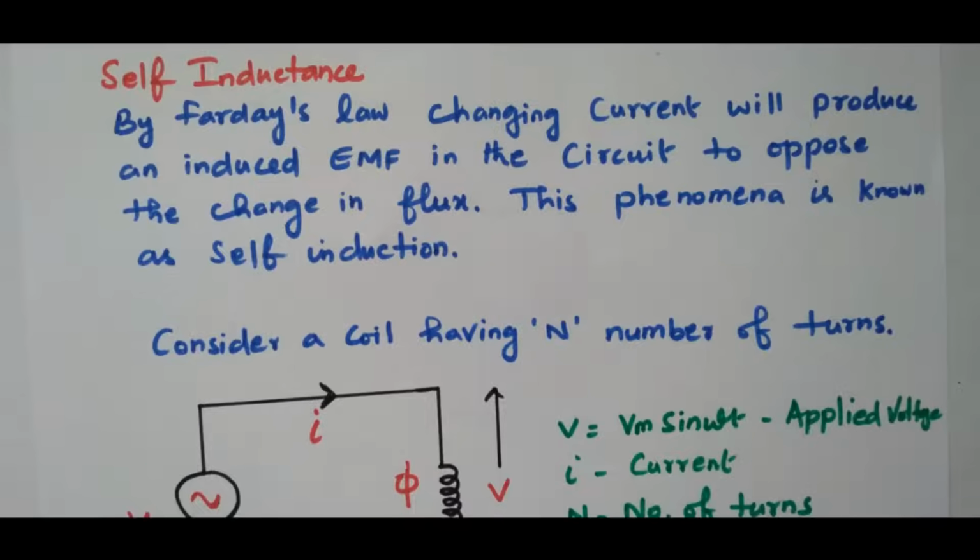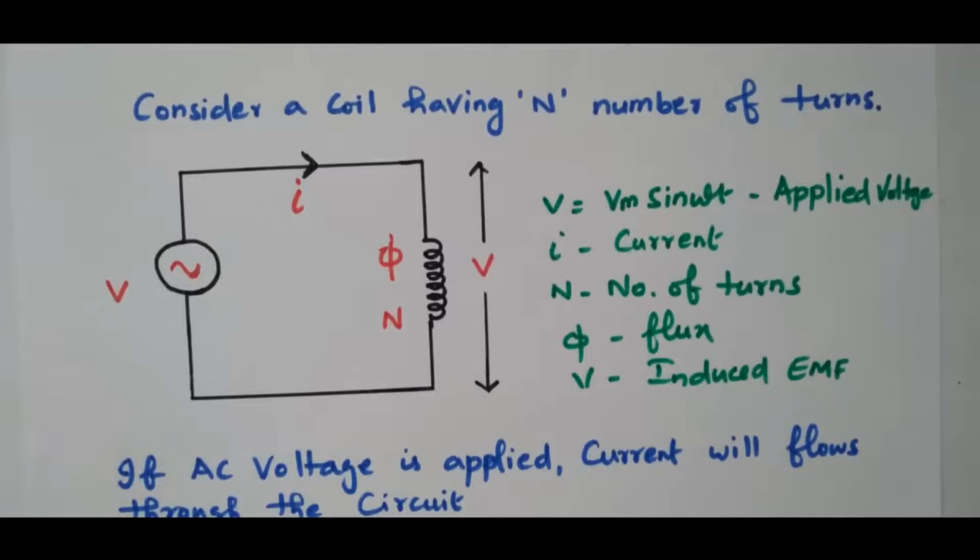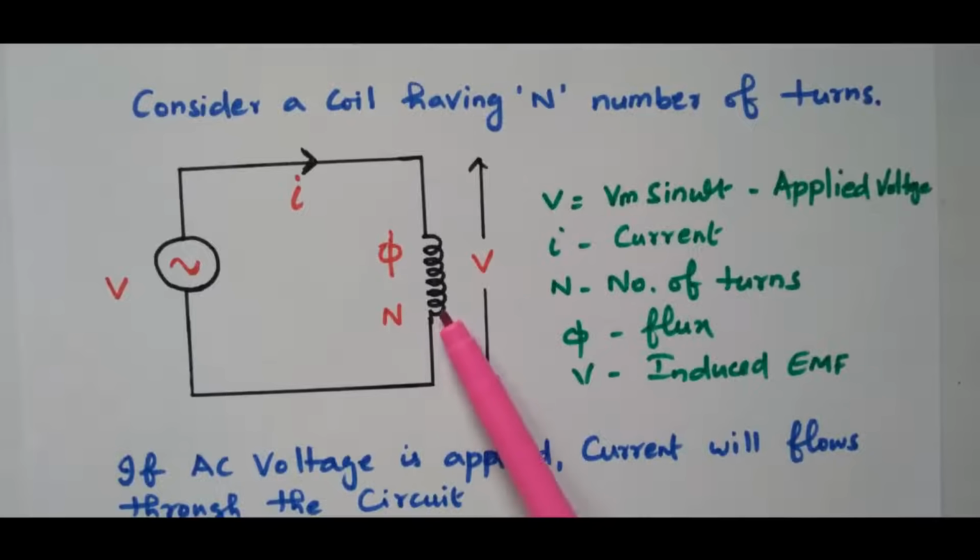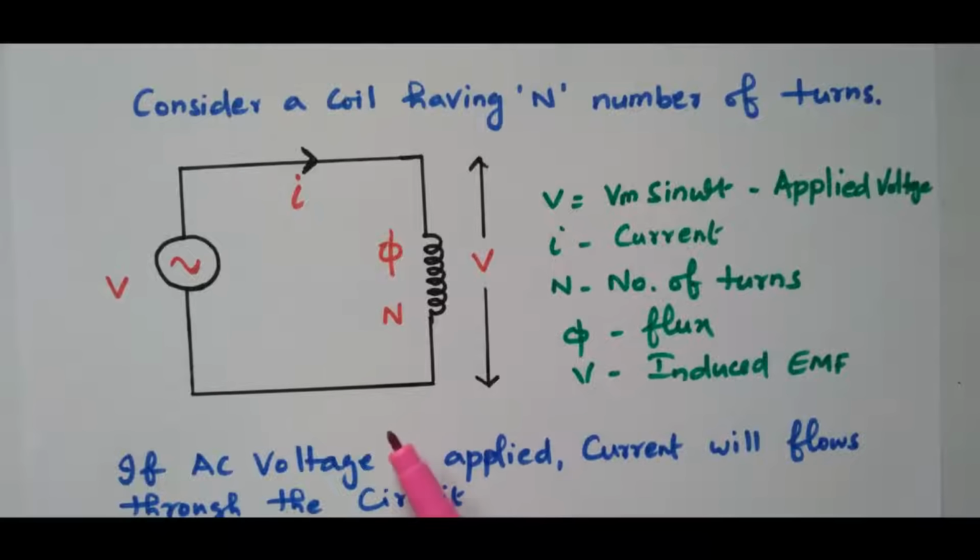Now we'll see the diagram. So consider the coil with n number of turns. So due to self-inductance we are having only one coil with n number of turns. It is connected through the AC supply. V equal to Vm sin omega t. AC voltage is applied to the coil. When the AC voltage is applied, what will happen? The current will flow through the coil. A coil with n number of turns is energized by the AC voltage. When the AC voltage is given, the current I is flowing through the coil.